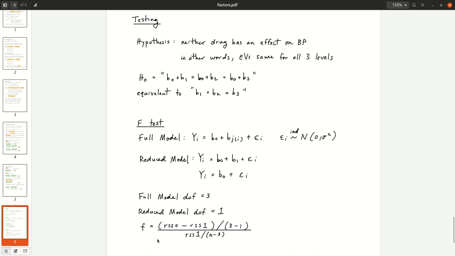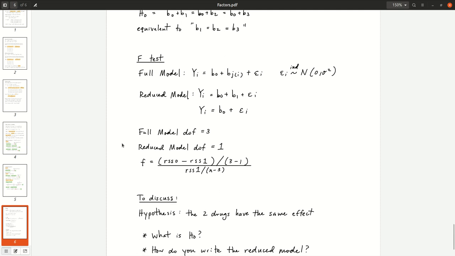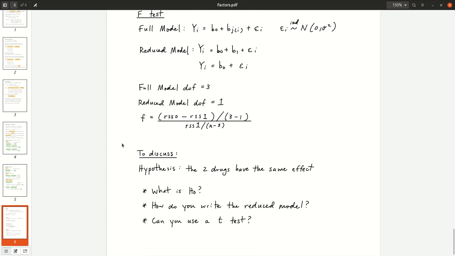So the F statistic is going to look something like this. RSS0 minus RSS1 divided by 3 minus 1, which is 2. So the difference in model complexity is 2. And then you have RSS1 over the residual degrees of freedom from the full model. Okay, so the F-test works exactly the same. You just have to be careful about getting the model degrees of freedom for these models correct. This is slightly more complicated for the factor model because of the over-parameterization. Okay, so something to discuss when we meet for office hours.